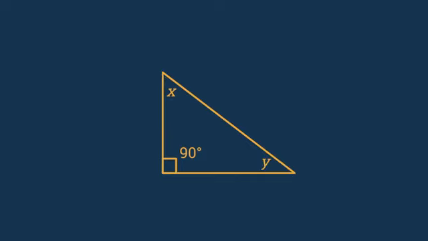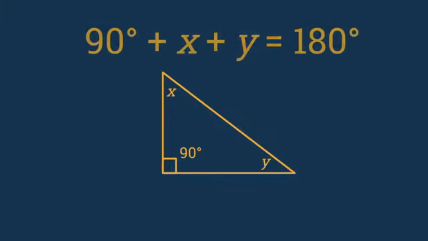Right triangles have exactly one 90-degree angle. Remember, the angles in a triangle add up to 180 degrees. That gives us the equation 90 plus x plus y equals 180. That means the other two angles in the triangle must be acute or less than 90 degrees. If either of those other angles were 90 or greater, the sum of the angles in the triangle would be greater than 180. We will use this information to solve an example problem.